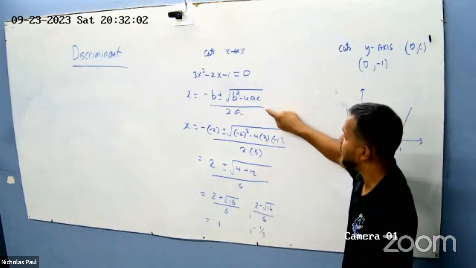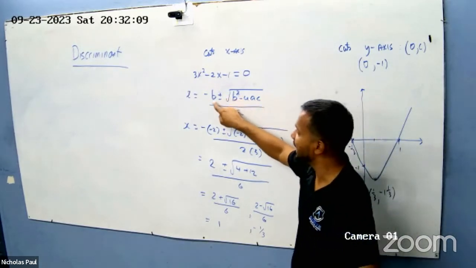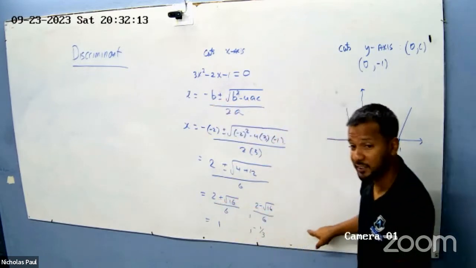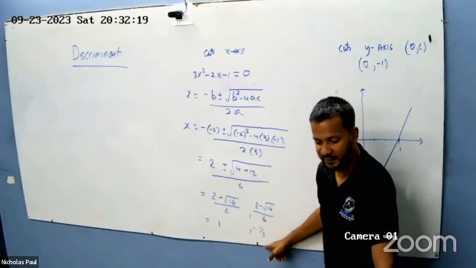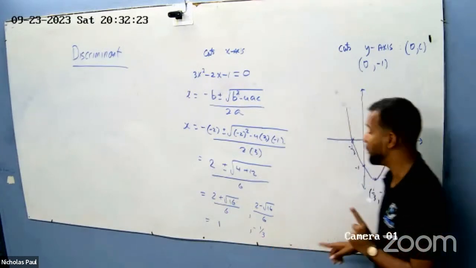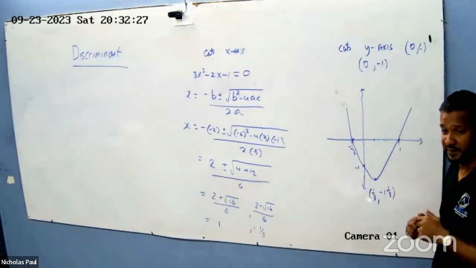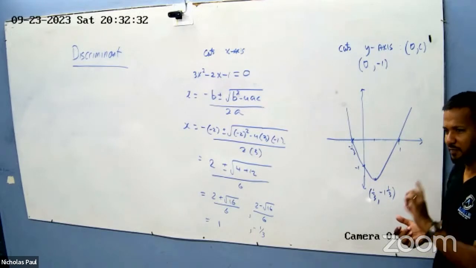But suppose when you work this out, you get the answer 0. And you will get 2 plus 0 and 2 minus 0. That gives you the same answer. And so if you get the same answer here, technically you only got 1 answer. 1 answer means that it will only cut the x-axis at 1 place. Right? What do you call that? When a line cuts a curve at 1 place.